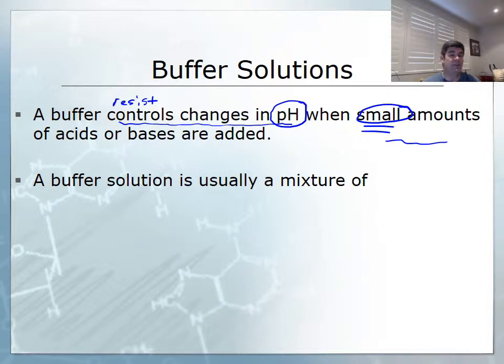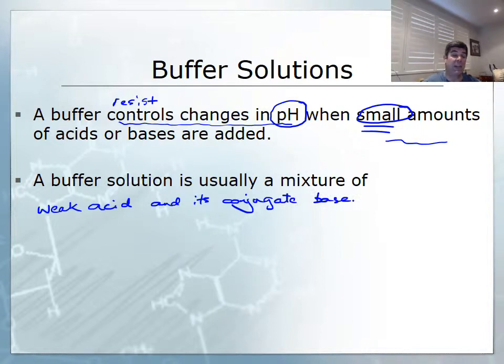The components of the buffer are going to depend on what type of pH we're trying to maintain, so we can have acidic buffers, neutral buffers, or slightly basic buffer solutions. But usually a buffer solution is a mixture of a weak acid and its conjugate base, each in roughly equal concentrations.